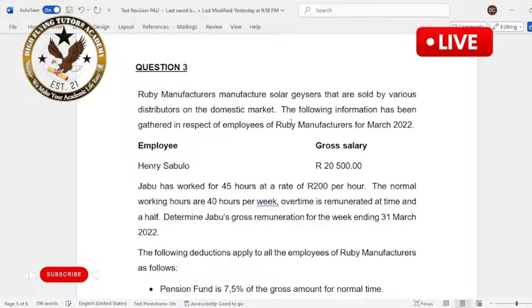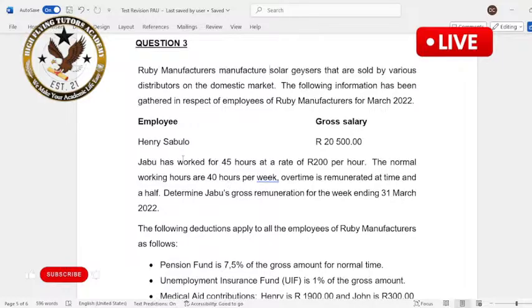They say Ruby Manufacturers manufacture solar geysers that are sold by various distributors on the domestic market. The following information has been gathered in respect of employees of Ruby Manufacturers for March 2022. Employee Henry Sabulo, gross salary 20,500. And then we've got Jabu, who has worked for 45 hours at a rate of 200 per hour. The normal working hours are 40 hours per week. Overtime is remunerated at time and a half. Time and a half means 1.5. So they say determine Jabu's gross remuneration for the week ending 31st March 2022.